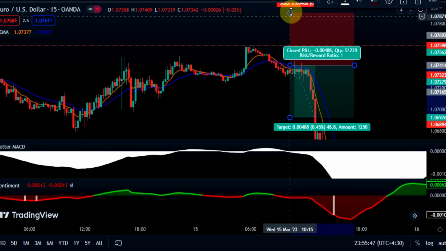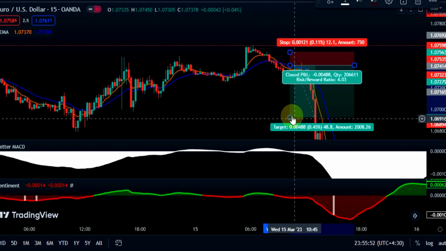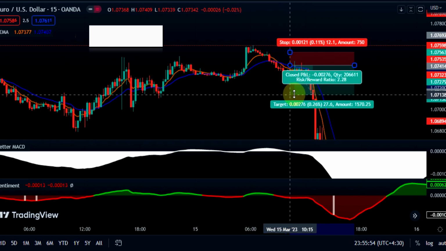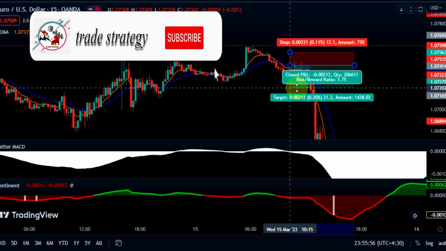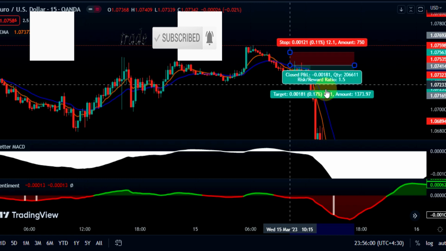We place a stop loss above the previous resistance. If the distance is too high with the previous resistance, we place it above the candle when the sentiment indicator turns red. And we also exit the trade with a target of 1.5.